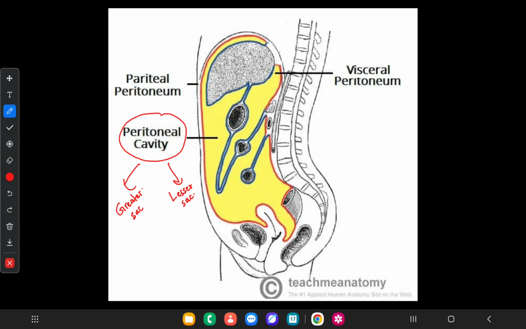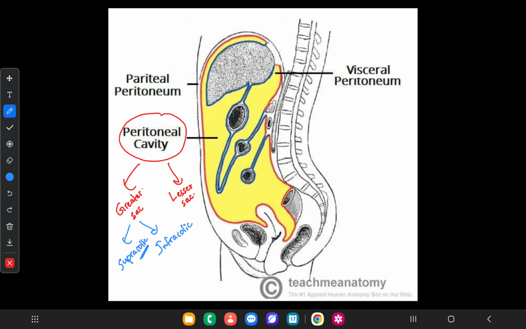Then the greater sac again can be divided into two: the supracolic compartment and the infracolic compartment, by the transverse colon. By the transverse colon, the greater sac is divided into the supracolic compartment and the infracolic compartment. Above is the supracolic and below is the infracolic. Colic means the colon. The transverse colon is the one which divides this greater sac into two compartments.